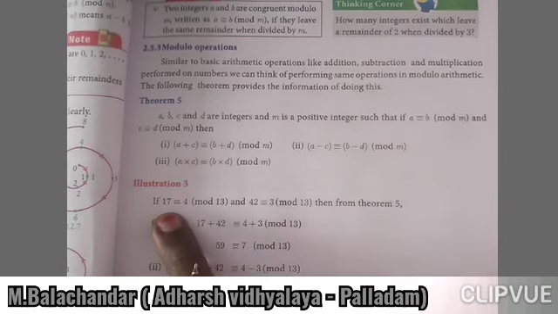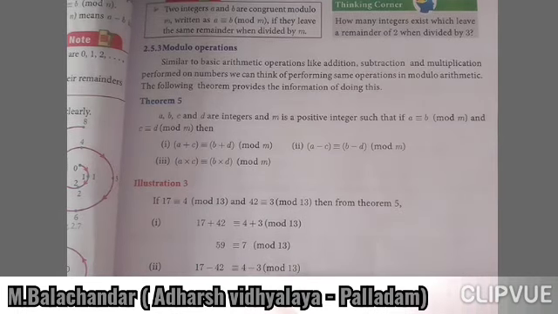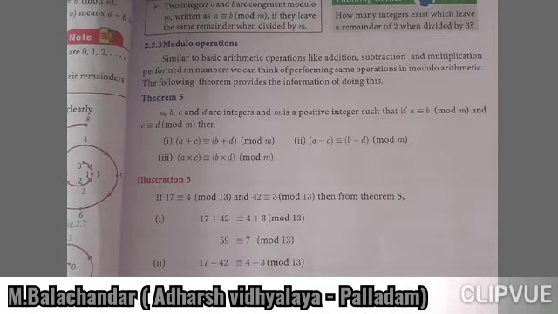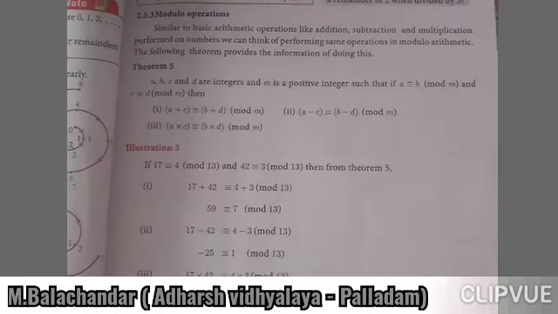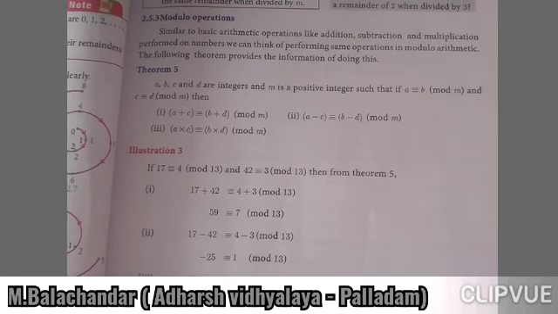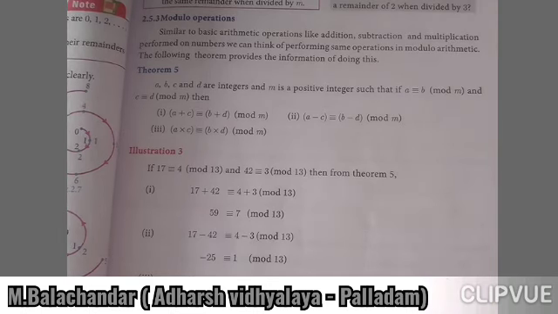Second one, 17 minus 42 congruent to 4 minus 3 mod 13. So 17 minus 42 gives minus 25. Minus 25 congruent to 1 mod 13. Let's verify it. So minus 25 minus 1 becomes minus 26. Definitely 26 is a multiple of 13, you know. So 26 can be divided by 13. The third one, 17 into 42 congruent to 4 into 3 mod 13, that is 714 congruent to 12 mod 13. Okay, so it should be divisible by 13. I hope you understand this concept. Move to the next one.